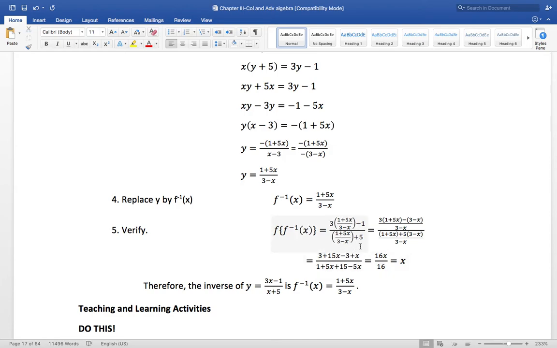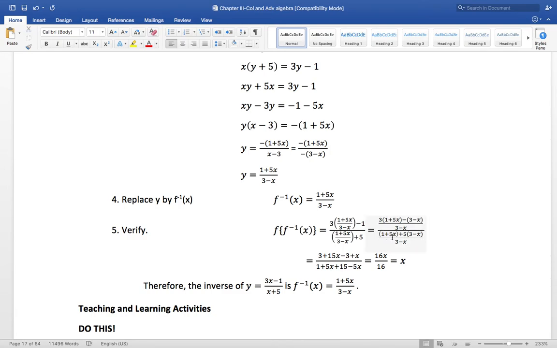Now we go to the denominator, it's the same process, just get the least common denominator, and the least common denominator is 3 minus x. 3 minus x divided by 3 minus x is 1 times 1 plus 5x. So you have 1 plus 5x plus 5. Okay, 3 minus x, the denominator of 5 is 1, divided by 1 is 3 minus x times 5. So you will have 5 times 3 minus x.